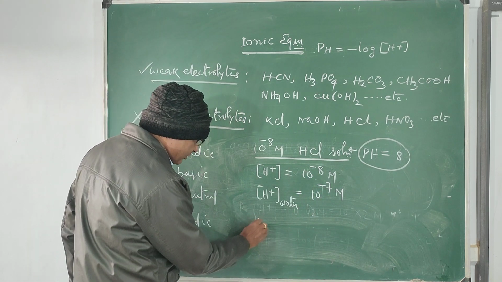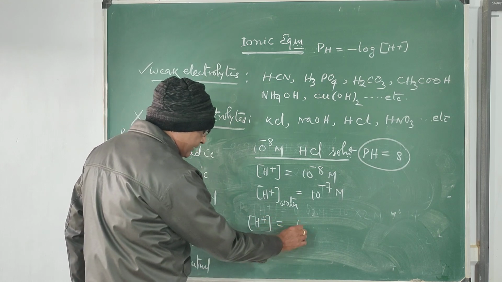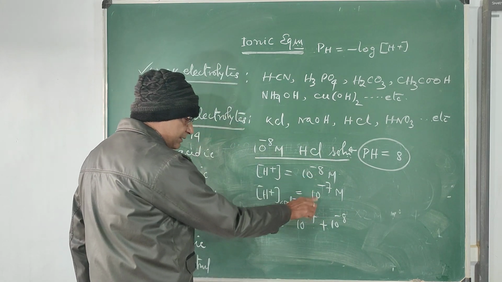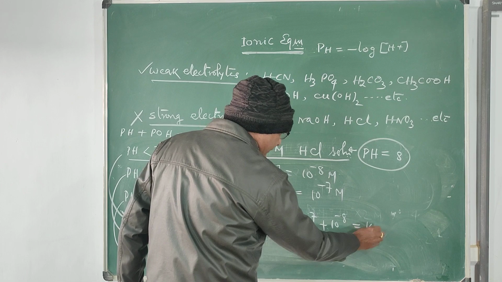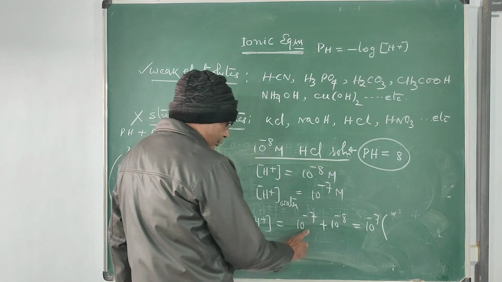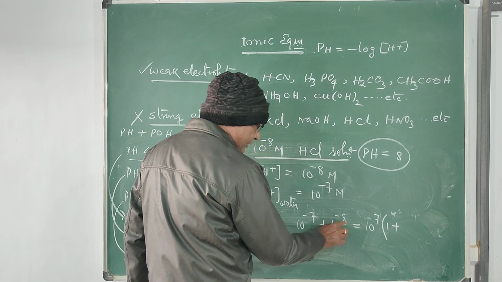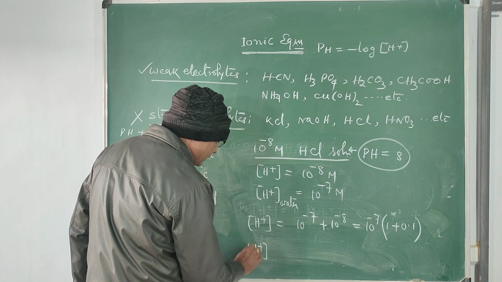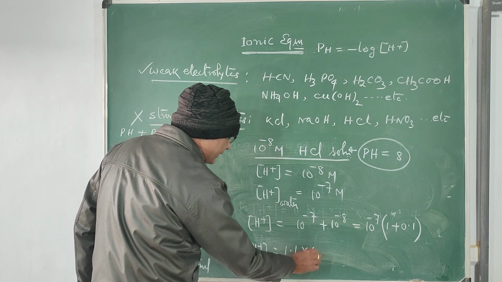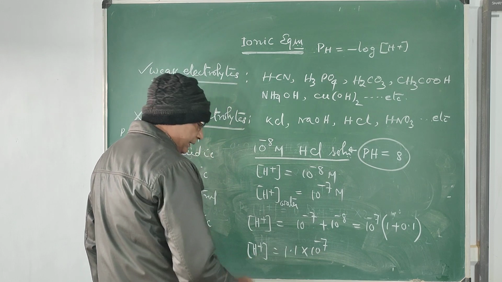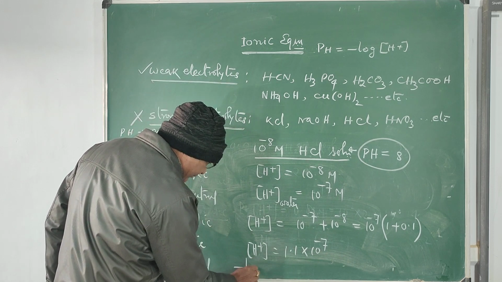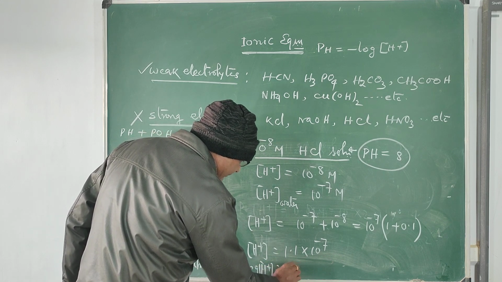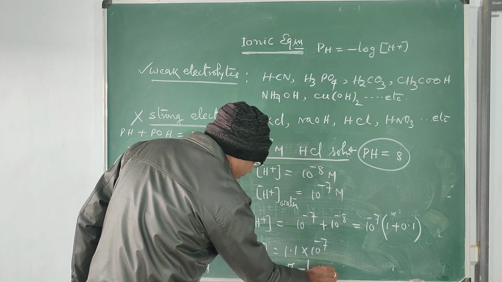Therefore, the net hydrogen ion concentration of the solution will be 10 to the power minus 7 plus 10 to the power minus 8. Taking 10 to the power minus 7 common, 1 plus 10 to the power minus 1, that is 0.1. So the hydrogen ion concentration equals 1.1 into 10 to the power minus 7. If you take the negative logarithm of the H plus concentration, this is equal to 7 minus log of 1.1.